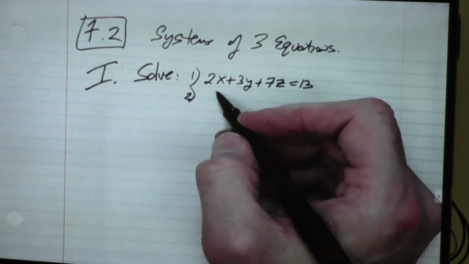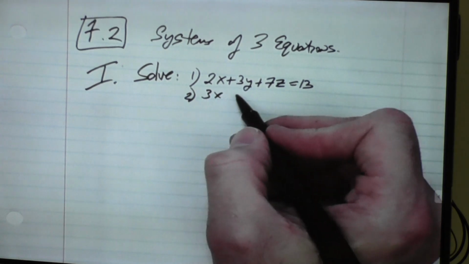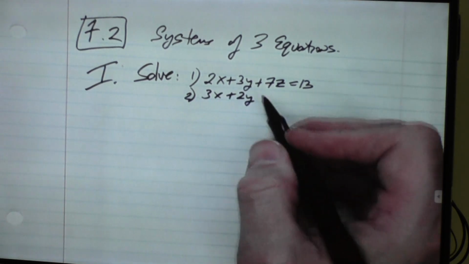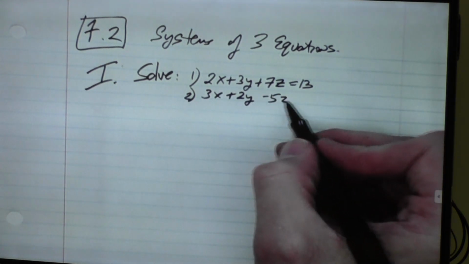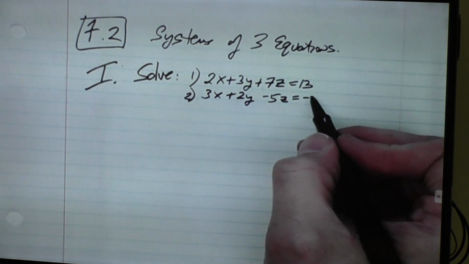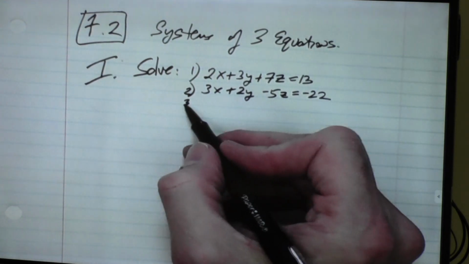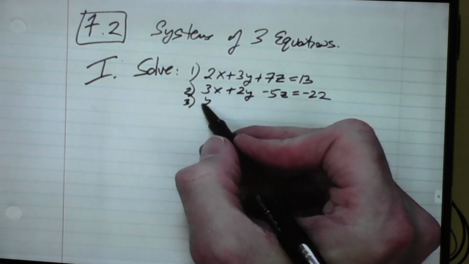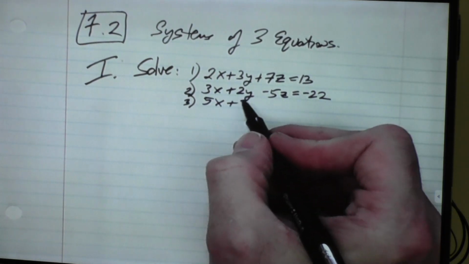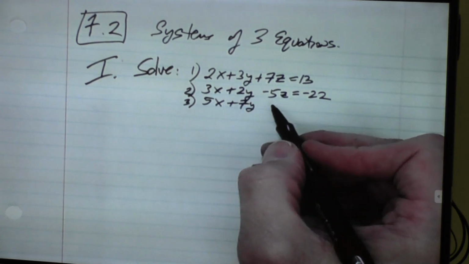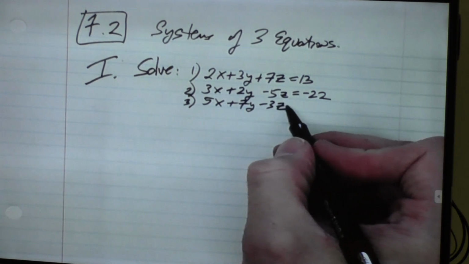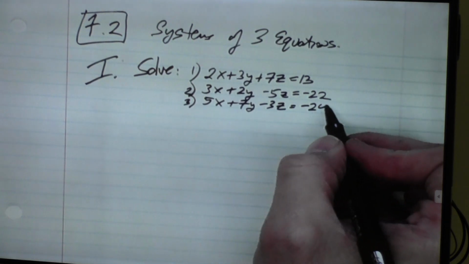The second one is 3x plus 2y minus 5z equals negative 22. So an x and y and a z. The third one is 5x plus 7y minus 3z equals negative 28.